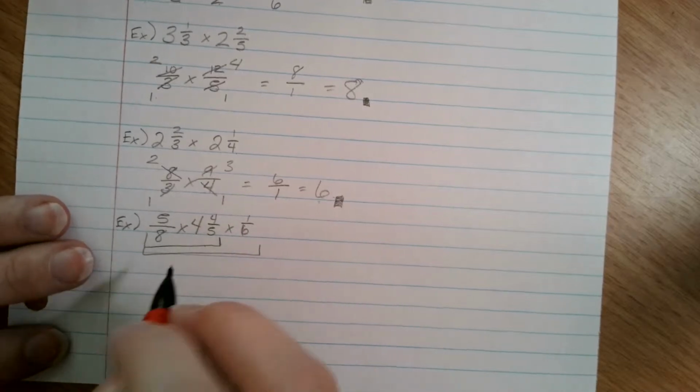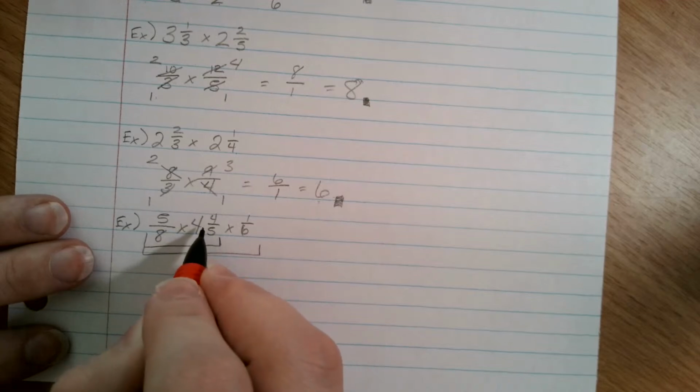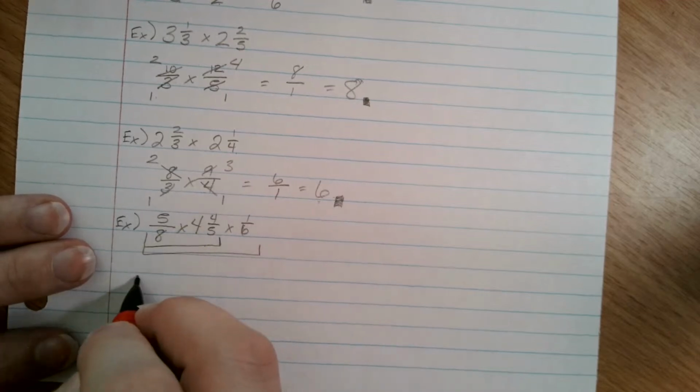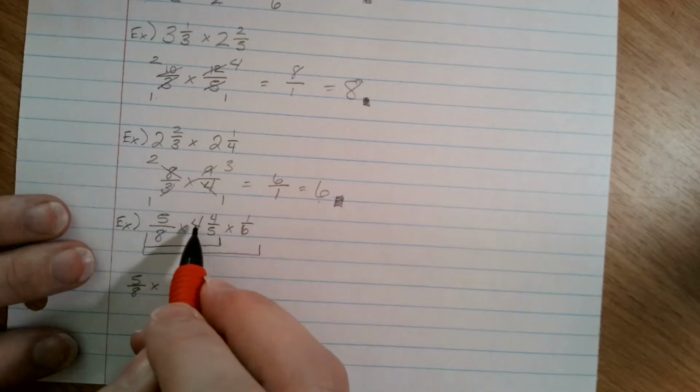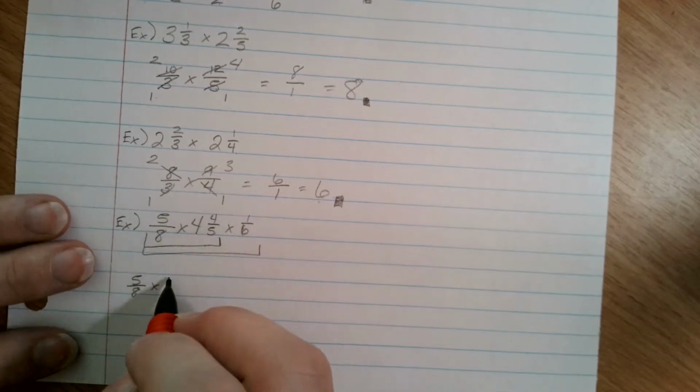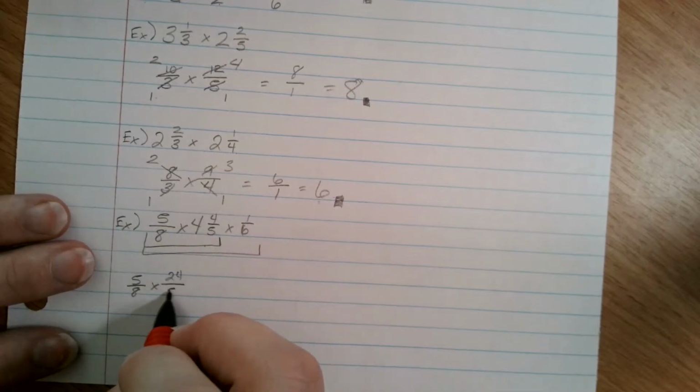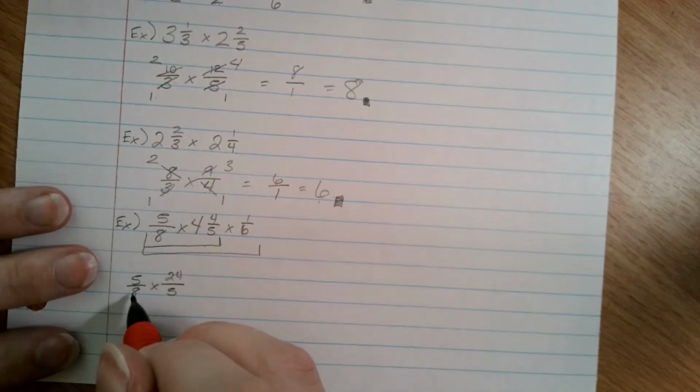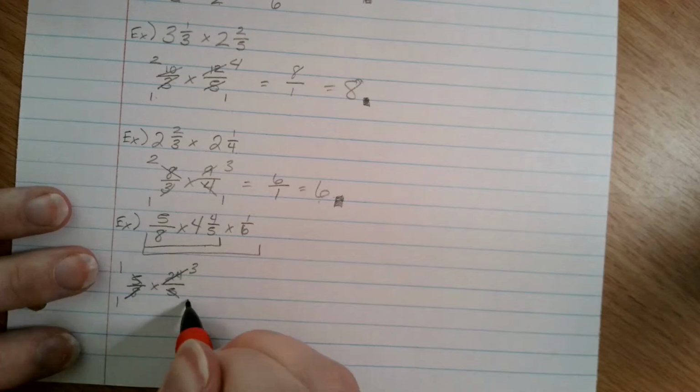So multiplying these 2, we get 4. We have to rewrite this first. So we have 5/8 times 4 times 5 is 20, plus 4 is 24, over the 5. We can reduce this. 8 into 24, that's 3 and 1. 5 and 5 is 1 and 1.